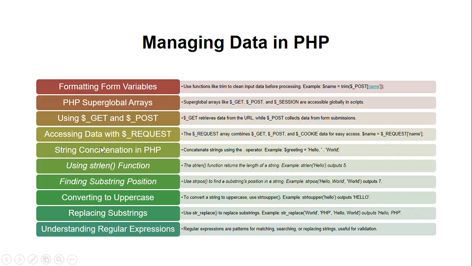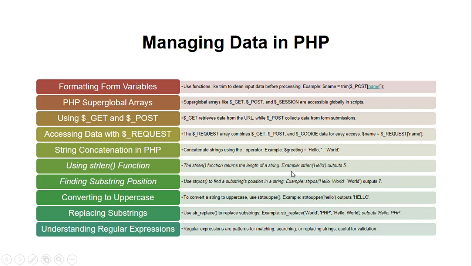String concatenation is nothing but merging two strings. If I want to merge two strings, I will simply use a dot. Over here you can see the example. I have declared a variable $greeting equal to "Hello", the first string. As it is a string, it is in double quotes. Then a dot, which is for merging, and the second string is "World". So it has merged the two strings, Hello and World.